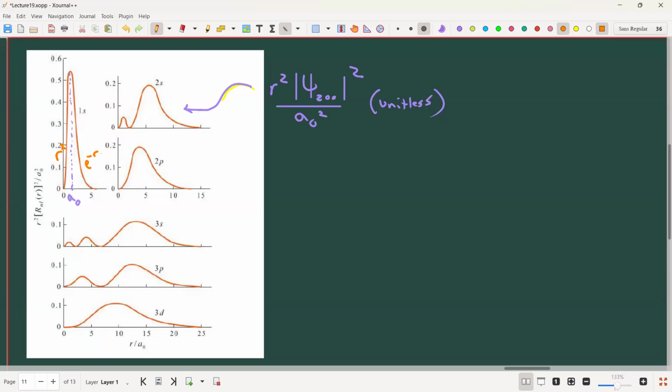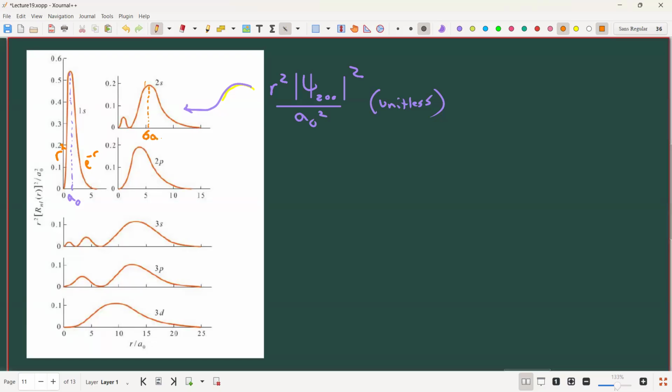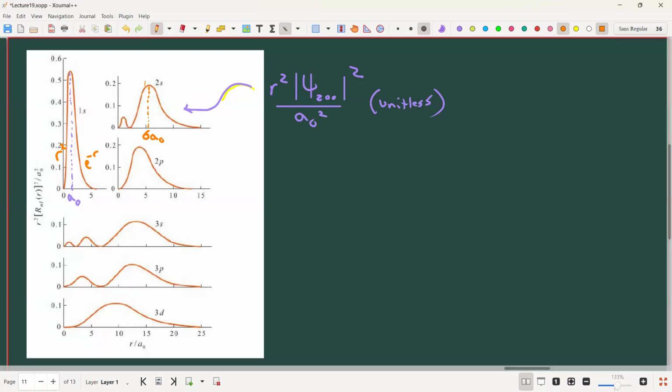Then we can see in 2s and 3s, you're starting to see that oscillatory behavior appear. There's 2 nodes for 2s, and 1, 2, 3 nodes for 3s. And if we saw 4s, there'd be 4 nodes as well. But you can see, for instance, for the 2s orbital, there's actually 2 peaks. One is roughly 6 a naught, and then there's a small peak here at 1 a naught.